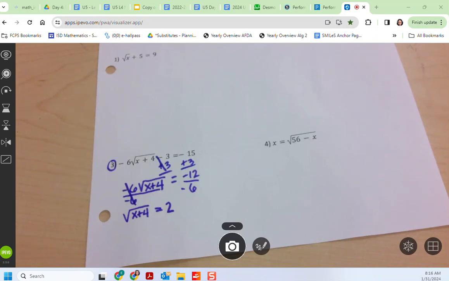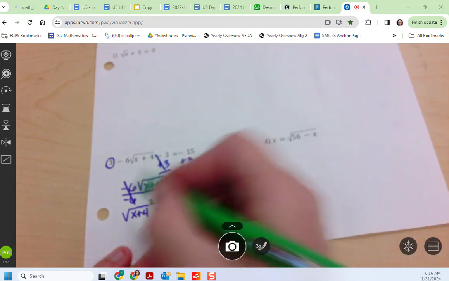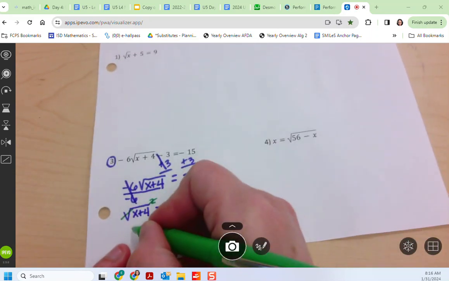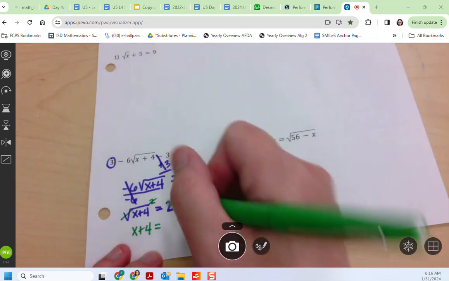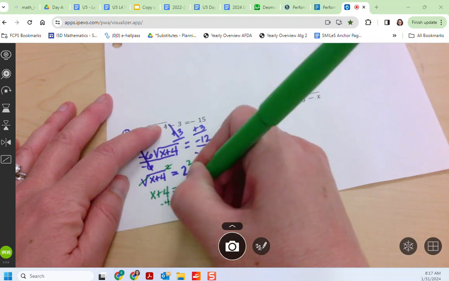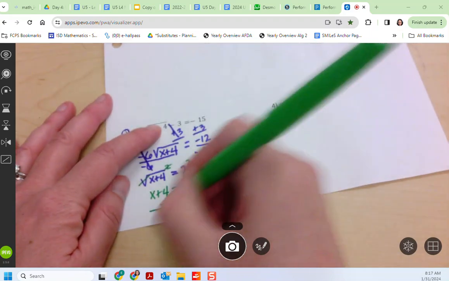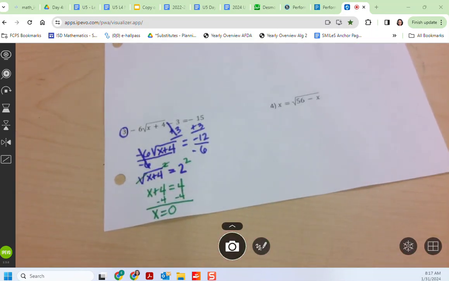And now to undo a square root, what do I do? No, you're right. Don't doubt yourself. To undo a square root, you square both sides, because square root and squaring are inverse operations. So that's going to cancel my square root and my square, and I get x plus 4 equals 2 squared, which is 4. And then I'll subtract 4 from both sides, and I get x equals 0. X equals 0.